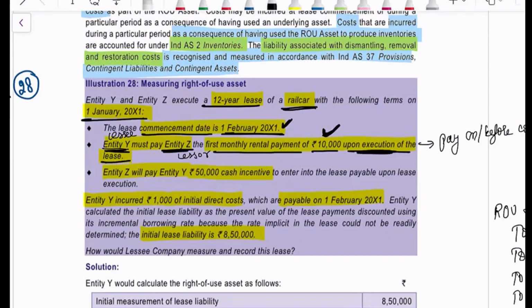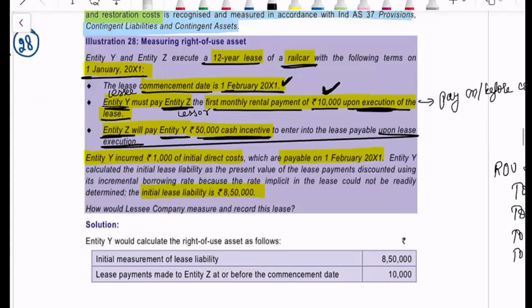Entity Z is going to pay entity Y a 50,000 cash incentive. So they are going to get a lease incentive of 50,000. This also upon the lease execution itself. Upon the lease execution means before starting the entire lease term, they are paying a 50,000 cash incentive. Again, entity Y has incurred 1,000 of initial direct cost. Entity Y is the lessee.